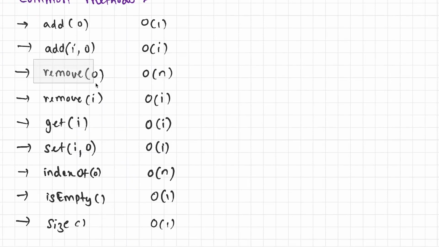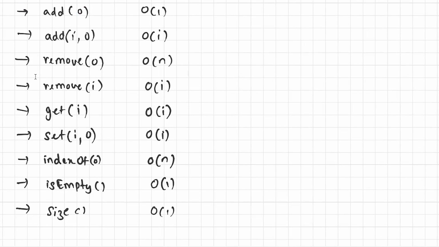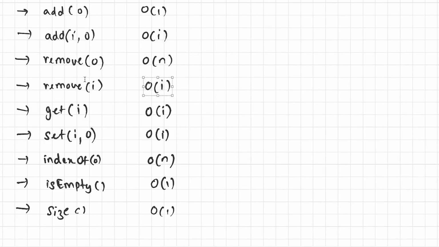Now the next method is the remove method. It takes an object as argument and is going to remove this object from the LinkedList. It takes Big O of n time to traverse all the elements to find that object and then remove it, and the removal itself only takes constant time because we just have to change the references. Now the next variation of the remove method is with the index argument. So this is going to remove the object present at this index. Again it is going to take Big O of i, that is index, time to remove the element from that index.